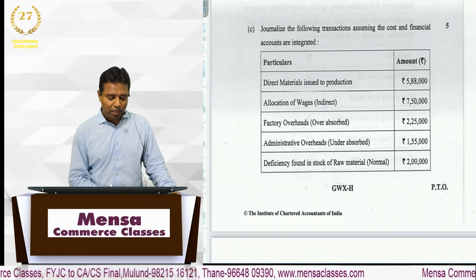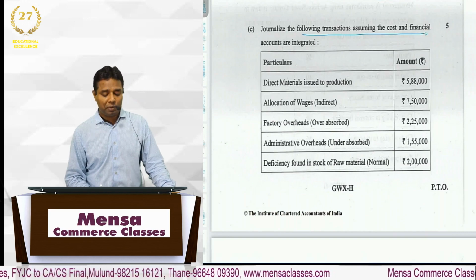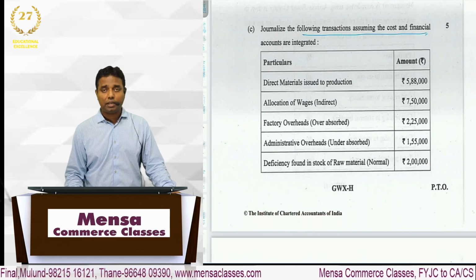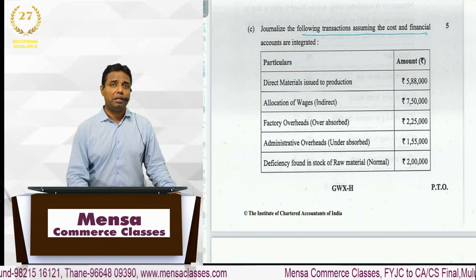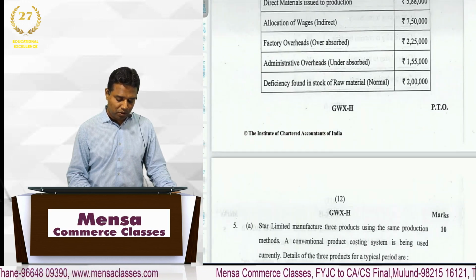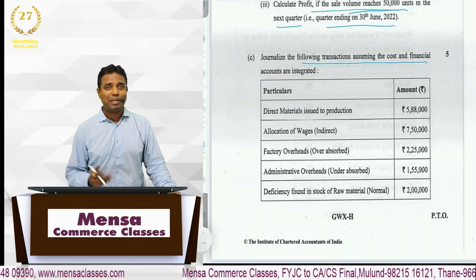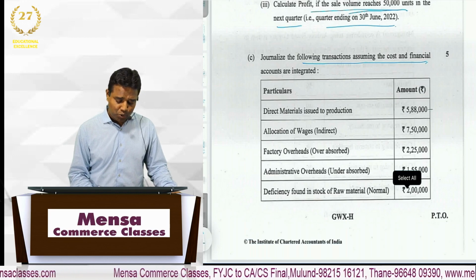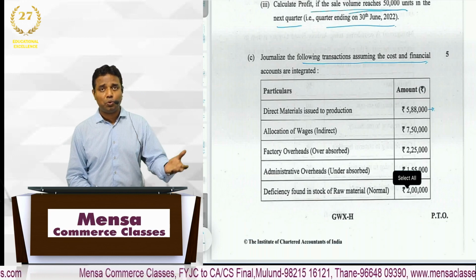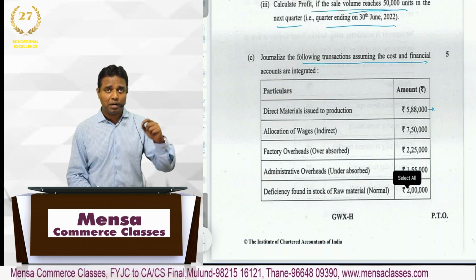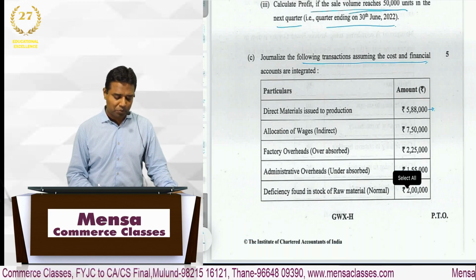Next, generalize the following transaction assuming cost and financial accounts are integrated. So integrated financial statement, integrated you are supposed to assume, then write the journal entries. Okay, anything else? Nothing. So we can discuss it orally. Direct materials issued to production. So direct material issued to production. So obviously it will be WIP control account debit to store ledger control account.